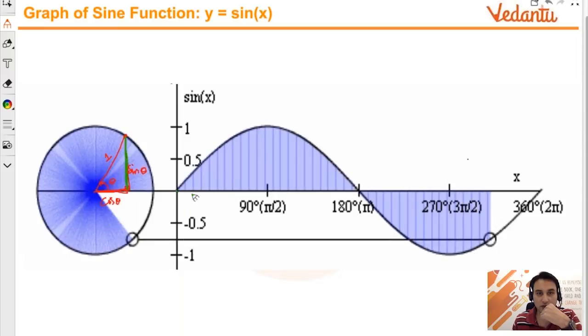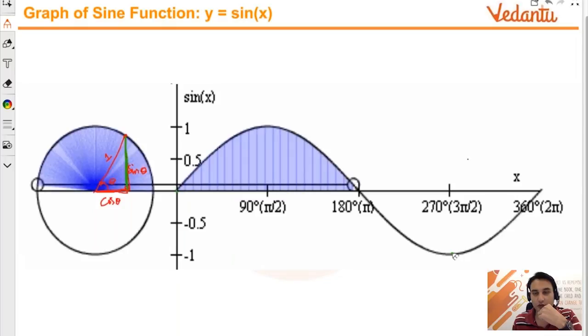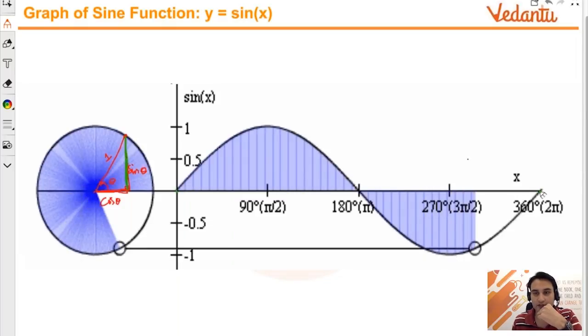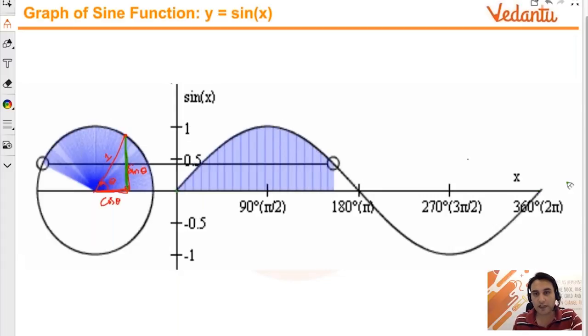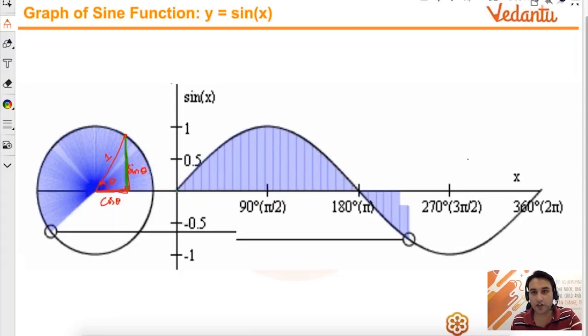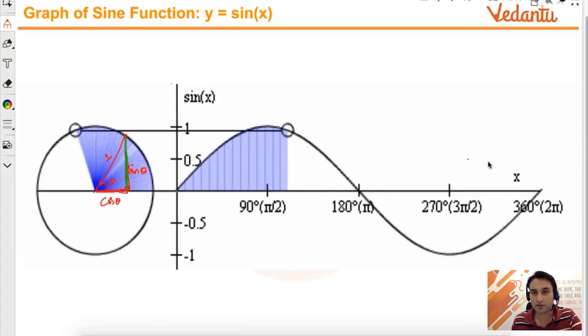At 0 it is 0, at pi by 2 it is 1, at pi it is 0, at 3 pi by 2 it is minus 1, and at 2 pi it is 0 again. And the graph will repeat itself after every 2 pi, right? Got it?